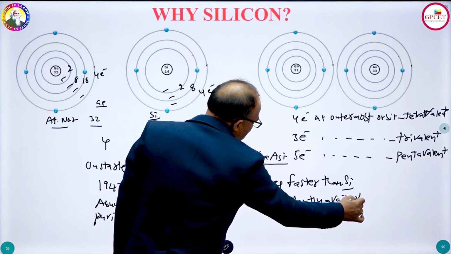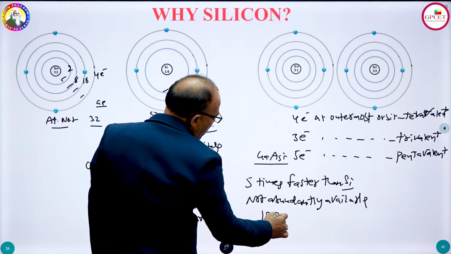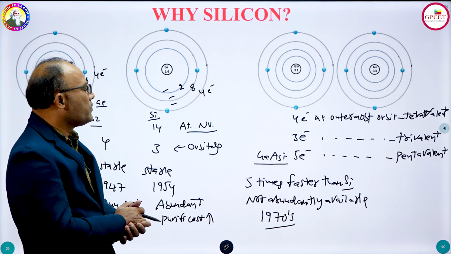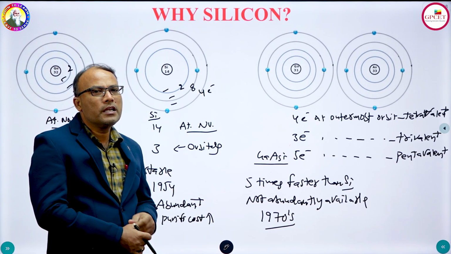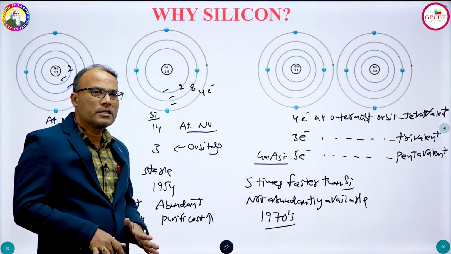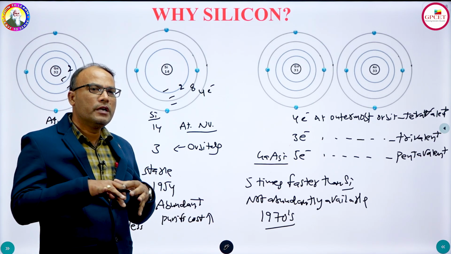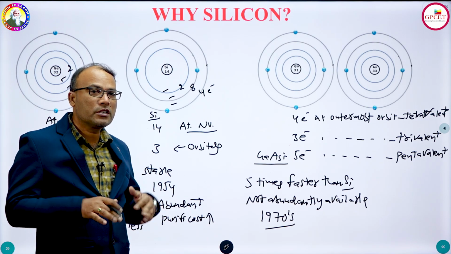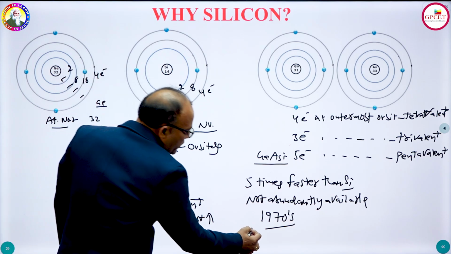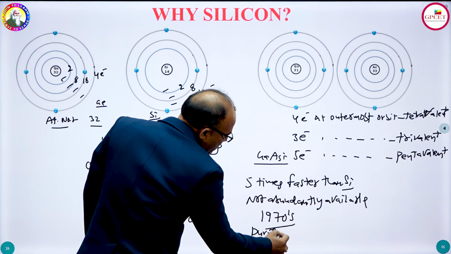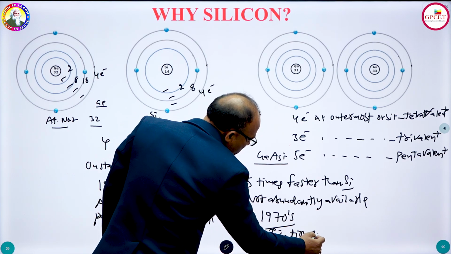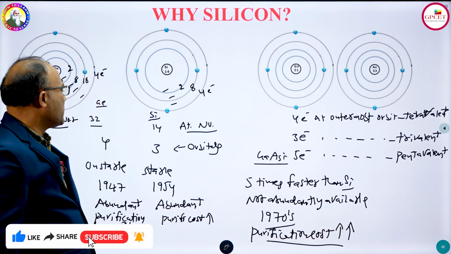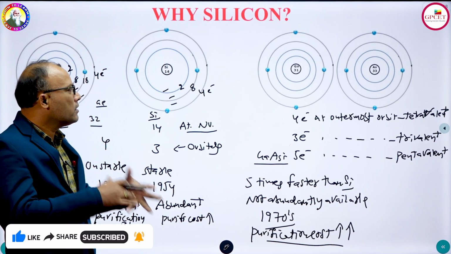It was found in the 1970s. The main advantage is that it is 5 times faster than silicon, but the material is not abundantly available on Earth's surface. Even if we import it from other countries, we need to purify it, and that purification cost is very high. So these are the basic differences between germanium, silicon and gallium arsenide.